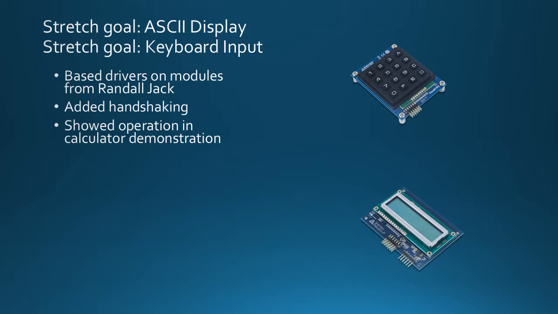Two additional stretch goals I had were to use the ASCII display and the keyboard input that you can get from Digilent. These can actually plug directly into the Basys 3 board. There's some work that has to be done to get them to operate correctly. I saved time on this by using some modules that I got from Randall Jack, and I basically added some handshaking in and tied them into my system, and I was able to show that these operate in my calculator demonstration.